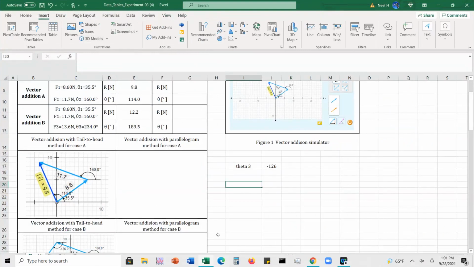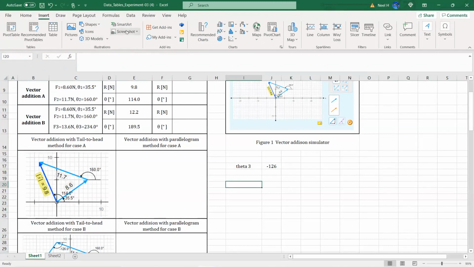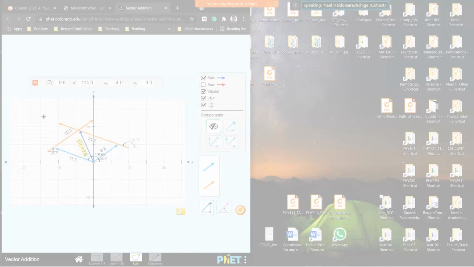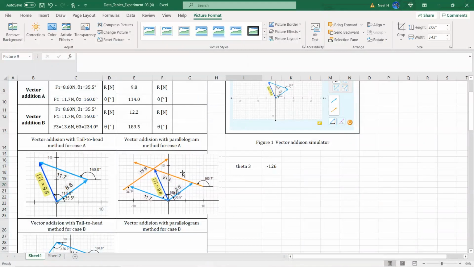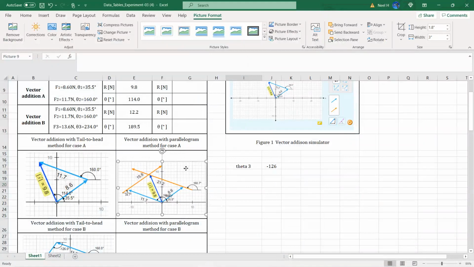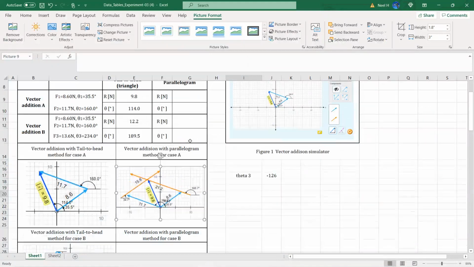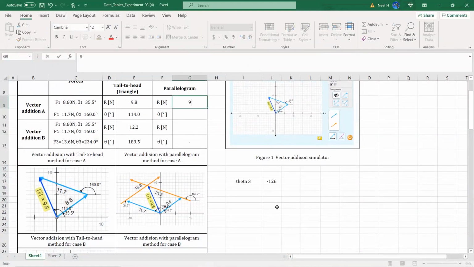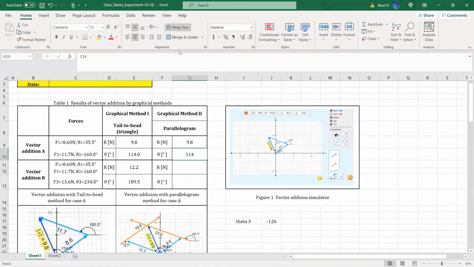Okay, then let's take the screenshot of this part only, we're interested, right? That's our diagram, and that should go actually here. Can make it a little bit smaller to fit with the area, and then we'll write down the results here. I'm getting 9.8 and the angle 114. There's no difference at all. The reason is this is a simulated result.